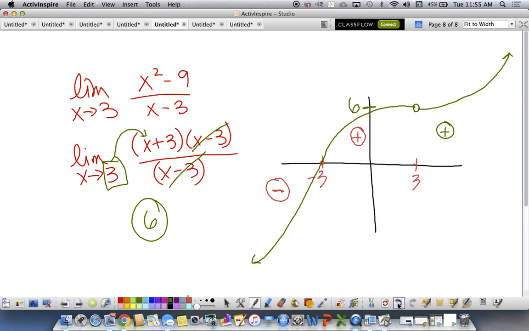Okay? And it'll never hit 3. It will never hit a positive 3. At 3, there's a hole in it. Yeah?